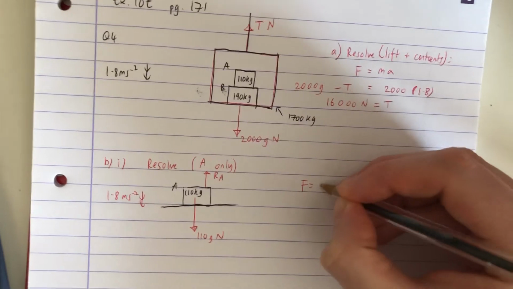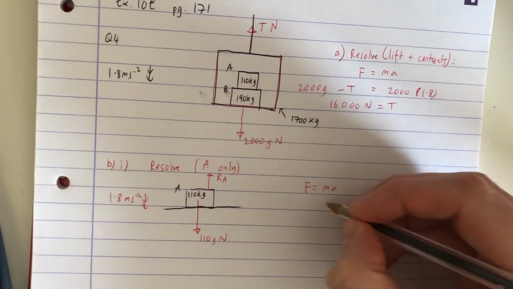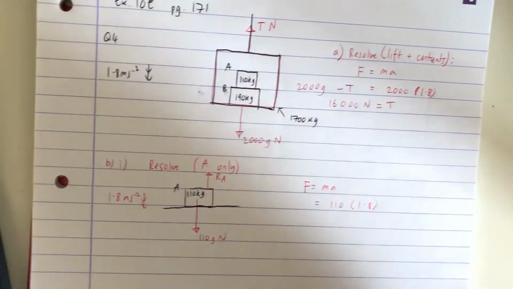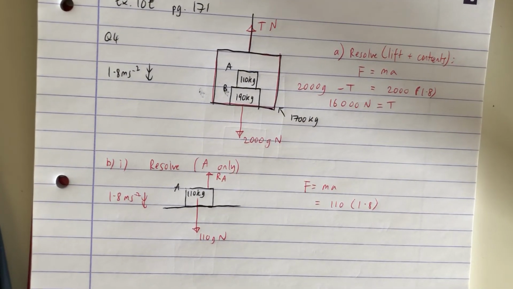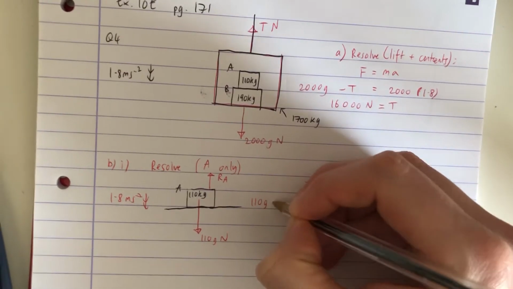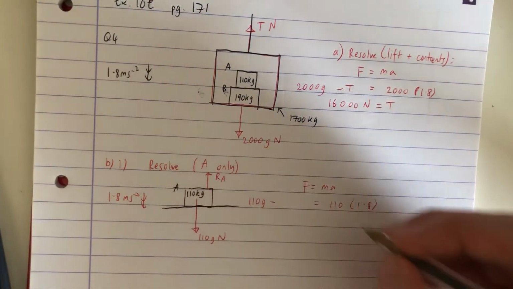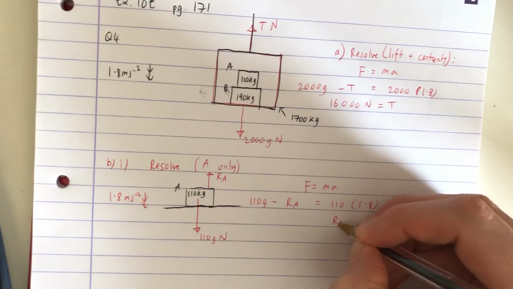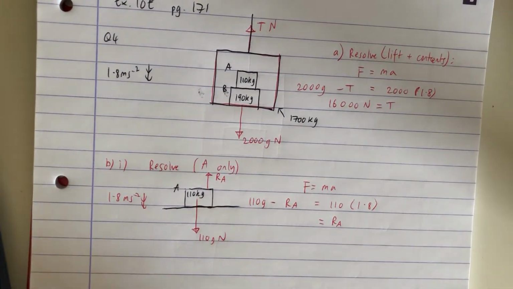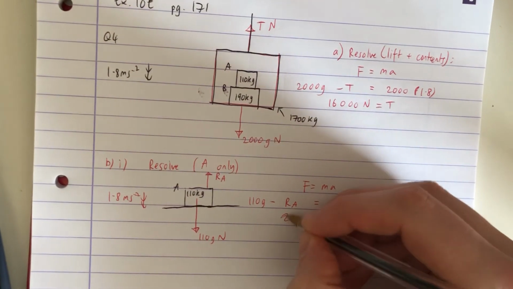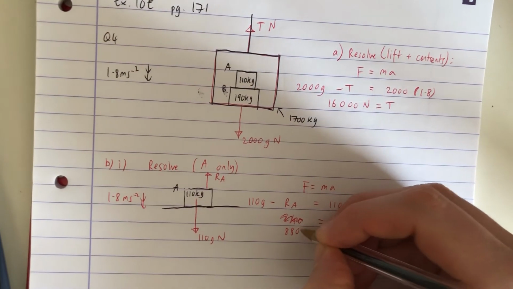Okay, F equals ma. Mass of this object 110. Acceleration of this object is 1.8. Forces going with the motion, subtract the forces going against the motion. And if you make RA the subject, you get 880 newtons.